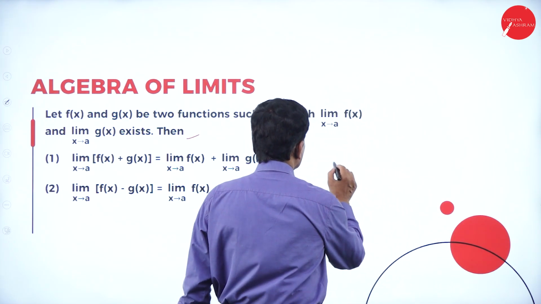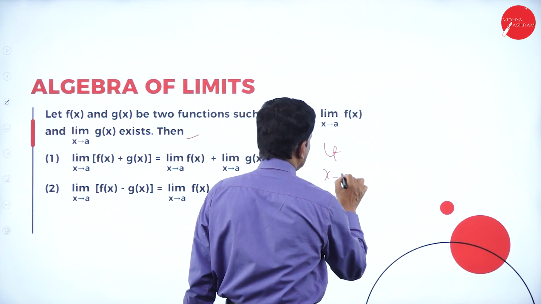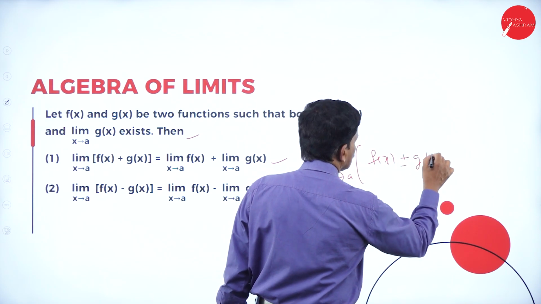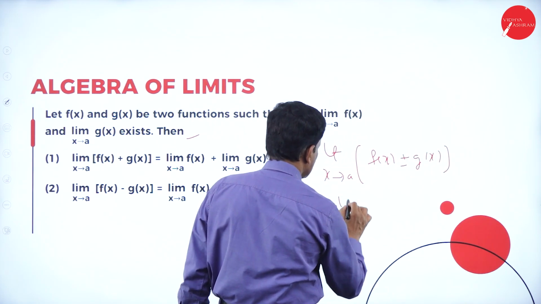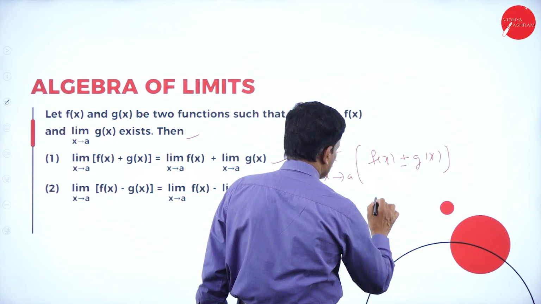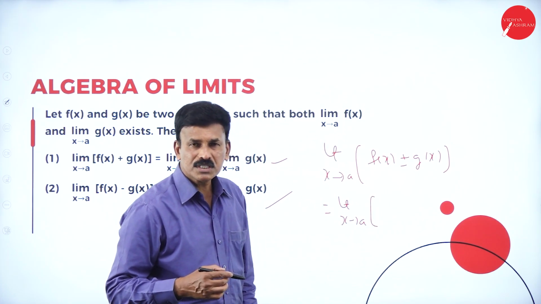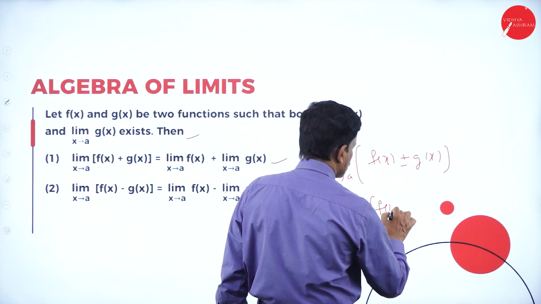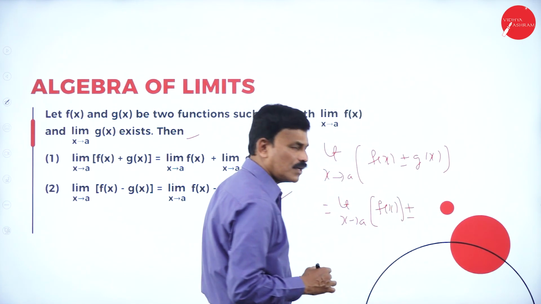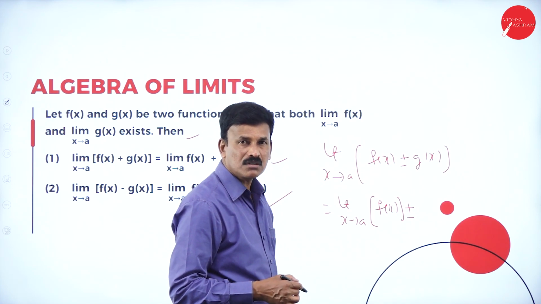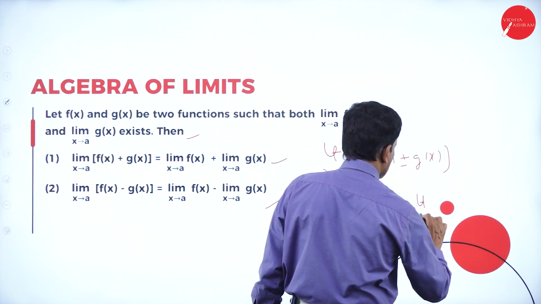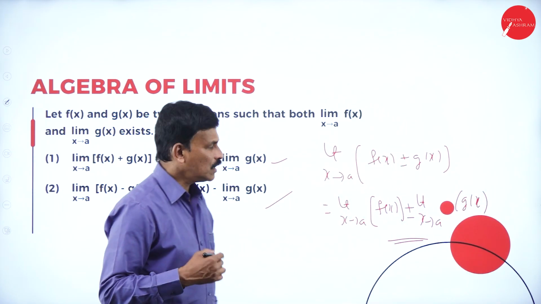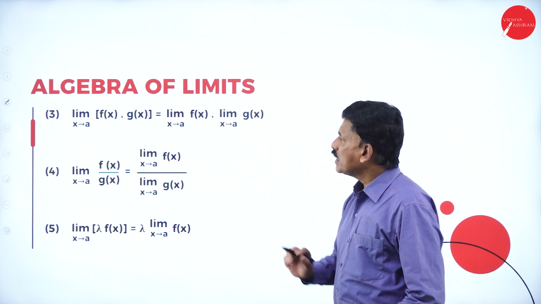So in general we can write like this: limit x tends to a of f(x) plus or minus g(x) can be written as a term by term limit application. Just apply the limit term by term. Apply the limit for the first term, limit x tends to a of f(x), and if it is plus or minus, put the same sign, limit x tends to a of g(x). That's all. Now let us look at the product, quotient and constant.